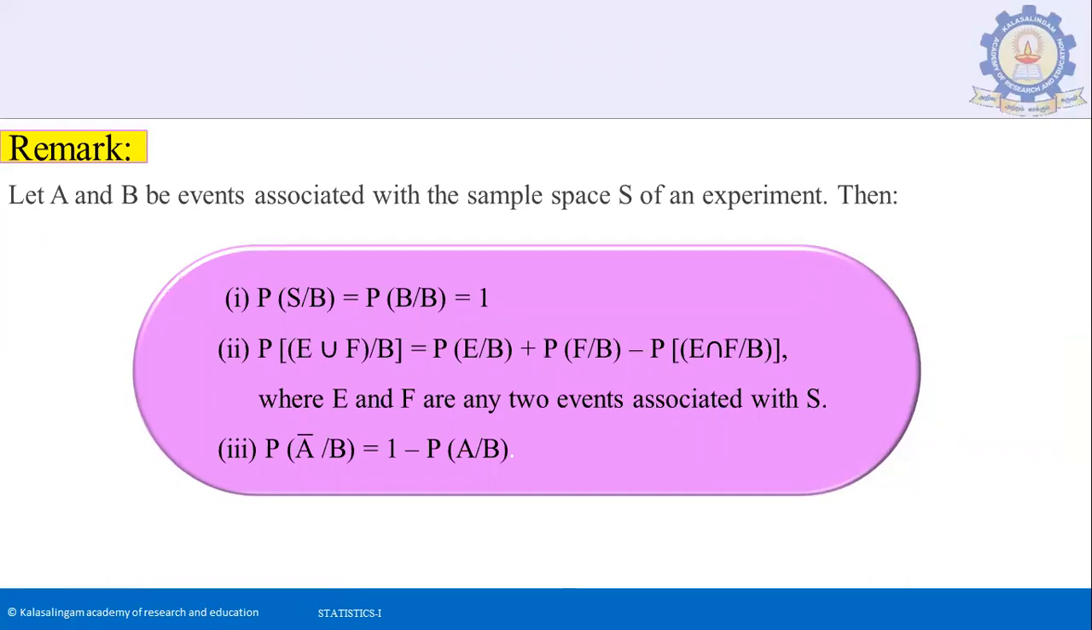Remark: for A and B, the events associated with the sample space S of an experiment, probability of S given B is equal to probability of B given B is equal to 1. Probability of E union F given B is equal to probability of E given B plus probability of F given B minus probability of E intersection F given B, where E and F are any two events associated with S.